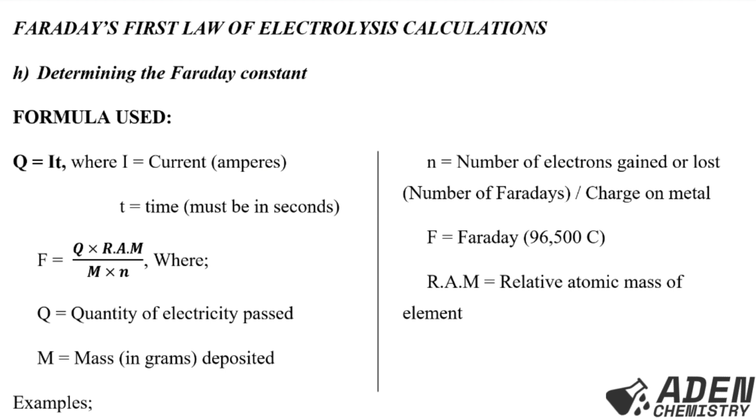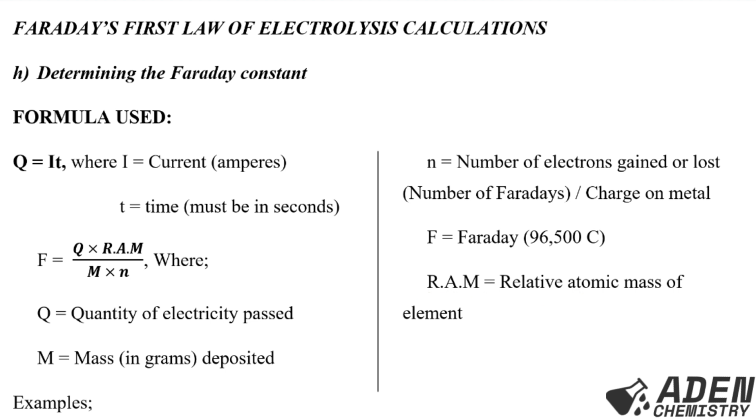Next, M is mass in grams deposited, N is the number of electrons gained or lost, or in other words, the number of Faradays or the value of the charge of a metal. Then F is Faraday, which is equal to 96,500 coulombs. Then Rm is the relative atomic mass of the element.